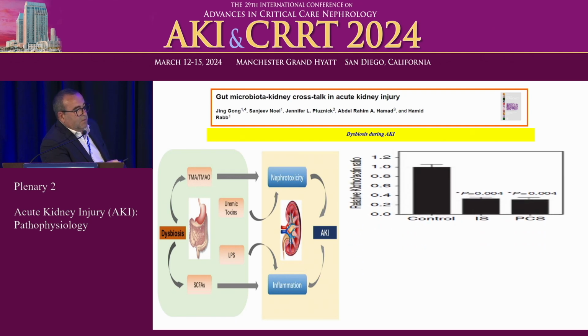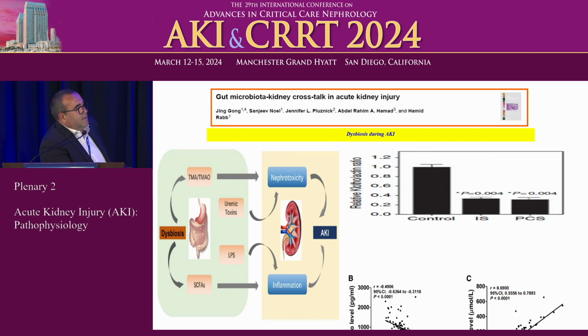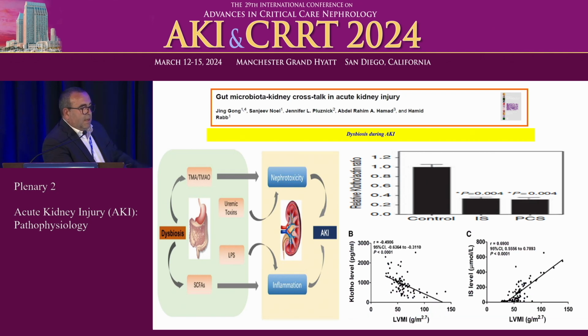And in particular, we know that indoxyl sulfate and p-cresyl sulfate, which are present in the blood of AKI patients, can lead to the downregulation of Klotho. Klotho is one of the most important anti-aging factors. And as you can see, the higher the levels of indoxyl sulfate, the lower the levels of Klotho, and this is associated with left ventricular hypertrophy.